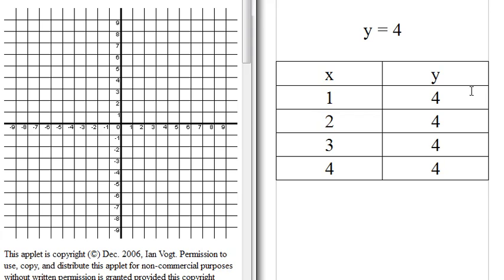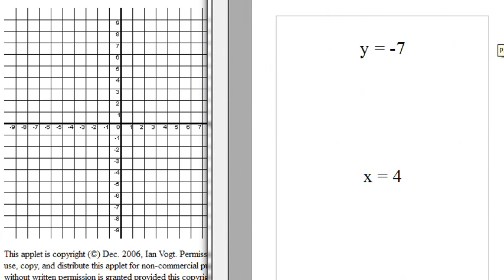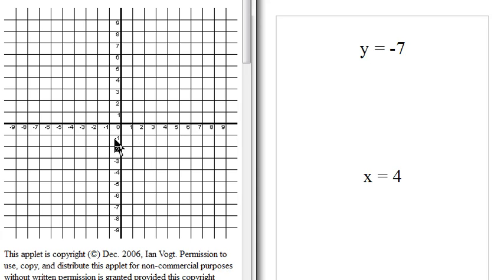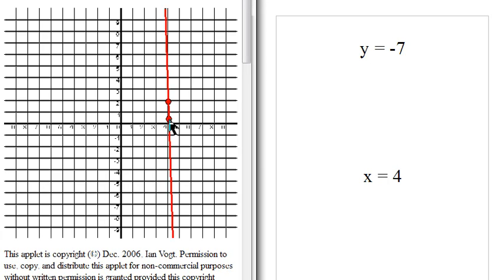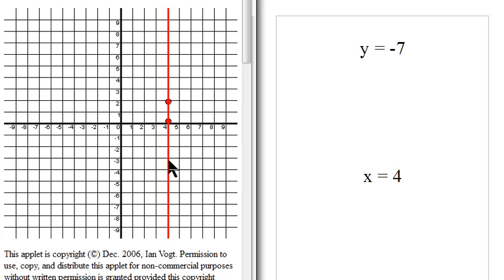So let's do a couple more. We'll do them without the chart. So y equals -7. I know the height is always -7. So I can just pick 2 points with a y value of -7, and I've got the graph. And then with x equals 4, I just pick 2 points where the x value is 4, and I've got the graph. So hopefully you can generalize this and use it to graph horizontal and vertical lines accurately.